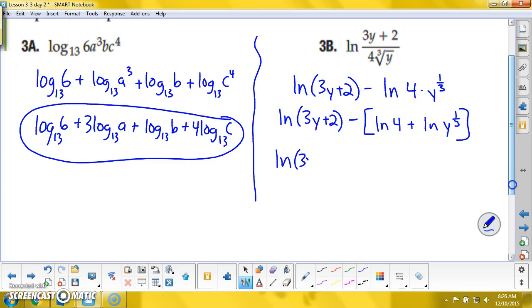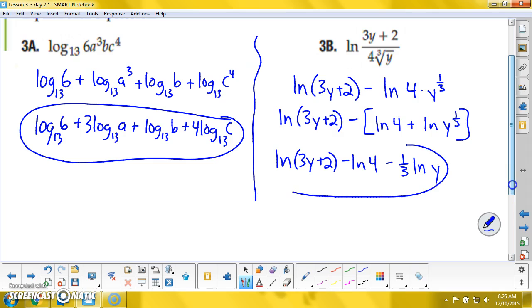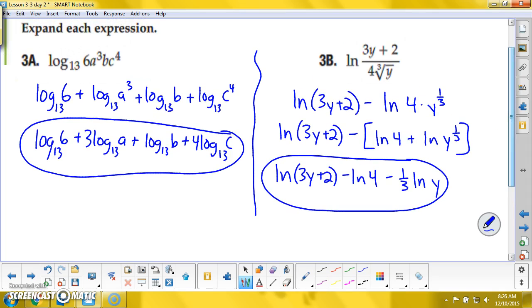Natural log of 3y plus 2 minus natural log of 4 minus 1/3 natural log of y is our solution. So one way of looking at this, you guys, is since the 4 and the y to the 1/3 were in the bottom of the fraction, both of those need to have minus signs in front of their logarithms.